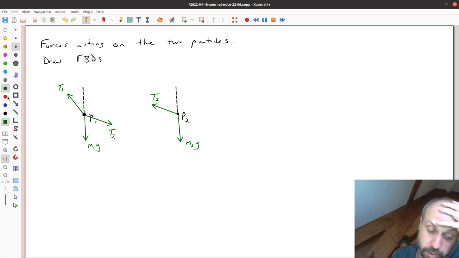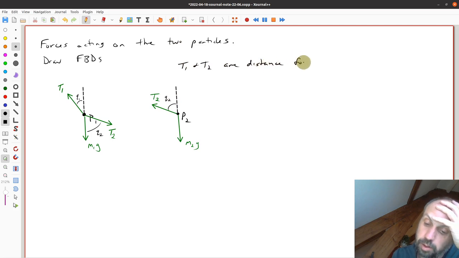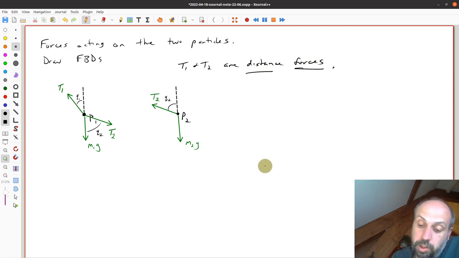And then just to note the angles, this angle is q1, and this angle is q2, and this angle is q2. So T1 and T2 are distance forces. And we've talked about them in the prior lesson, and we'll see some consequences of what they are here. Okay, so we've got our two free body diagrams.